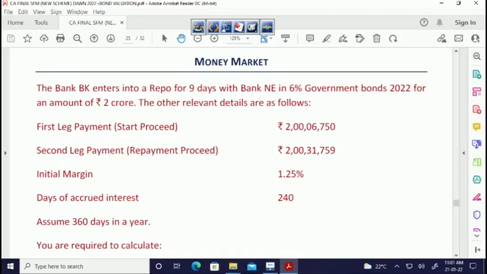Repo rate is like you have taken a loan of 2,00,6750, repaid 2,03,1759. What is the interest rate? The interest rate is the difference divided by the loan amount 2,00,6750 into 360 divided by 9. This is the easiest thing in the world. The loan amount is 2,00,6750. The repayment amount is 2,03,1759. So what is the interest rate? It is the difference divided by the loan amount 2,00,6750 into 100 into 360 divided by 9.